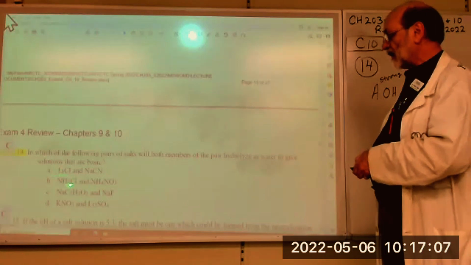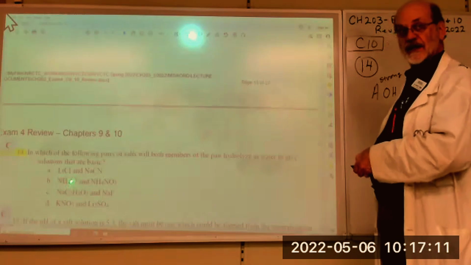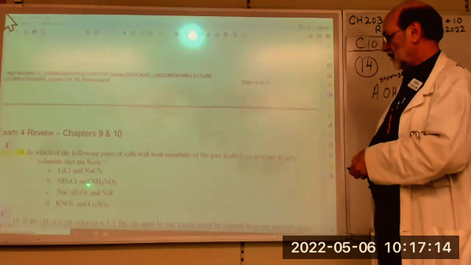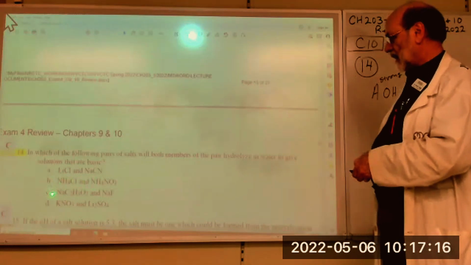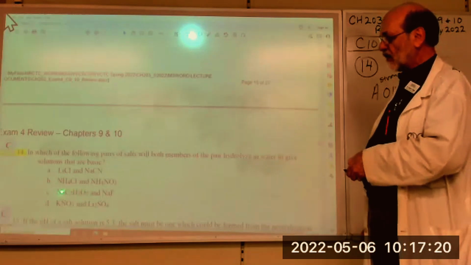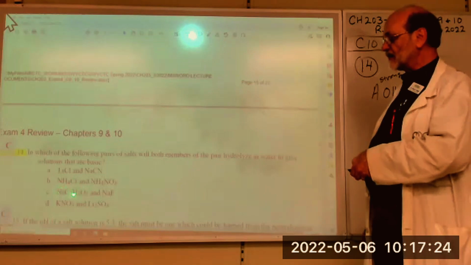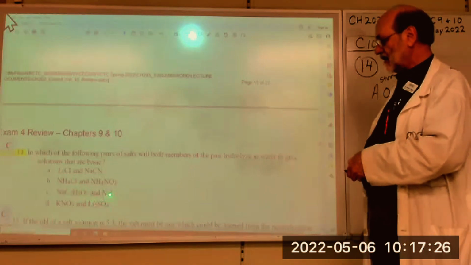This one is ammonium hydroxide, a weak base, and a strong acid. That should be acidic. Okay. So that one doesn't work. Sodium acetate. Sodium hydroxide is a strong base. Acetic acid is a weak acid. So our rule of thumb says this one's going to be basic.